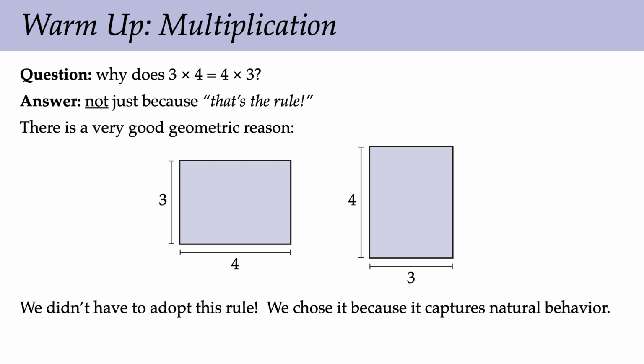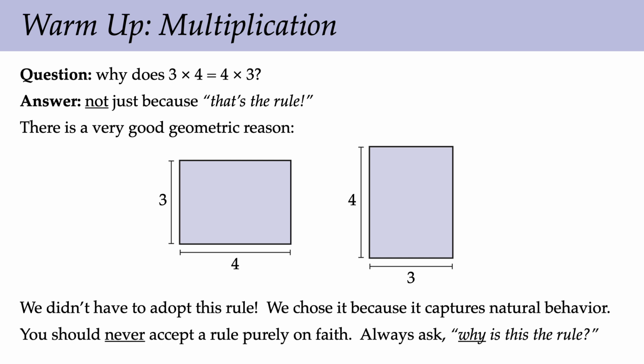Right? We didn't have to define multiplication this way. We did it because it was useful in modeling something that we care about. Okay? And the real point of giving this kind of simple example is to just emphasize the fact that you should never accept a rule purely on faith. You should always be asking, why is this the rule? Where did it come from? What motivates or justifies defining this object or this operation this way?